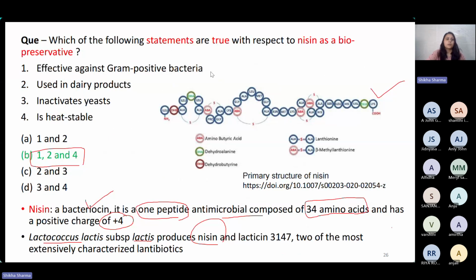So here, since it is effective against gram-positive bacteria and it is used in dairy products, it inhibits gram-positive bacteria. It doesn't inactivate yeast and it is also heat stable. So 1, 2, and 4 are correct for nisin.